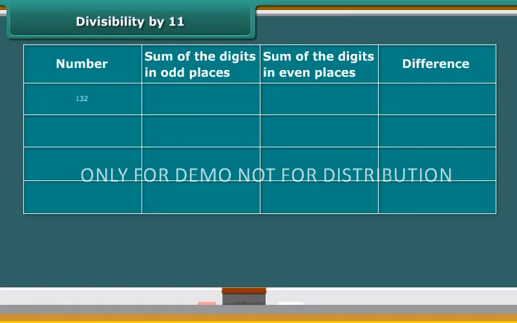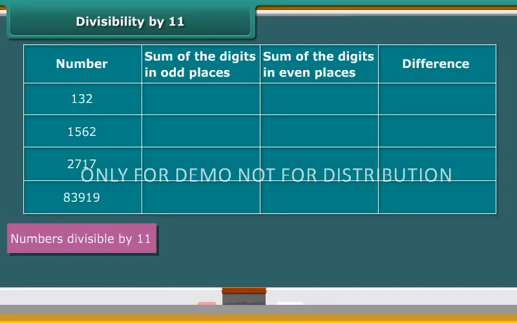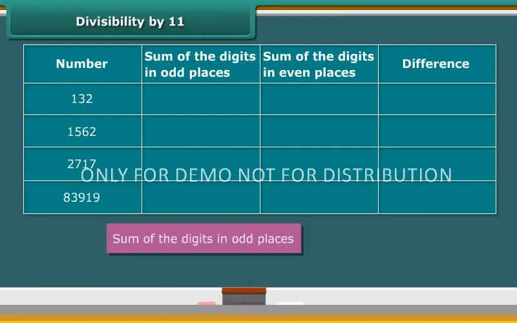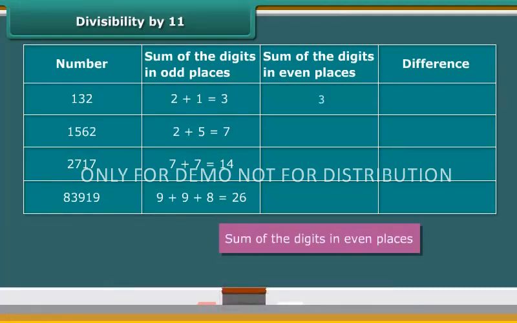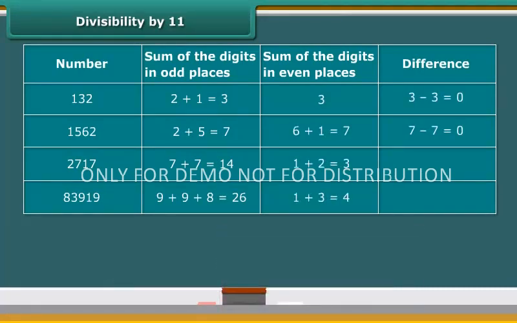Consider the numbers 132, 1562, 2717 and 83,919. All these numbers are divisible by 11, as can be checked by direct division method. Consider the sum of the digits of these numbers in the odd places, starting from ones place. Likewise, consider the sum of the remaining digits or the digits in the even places. Compute the difference between the two sums just obtained.